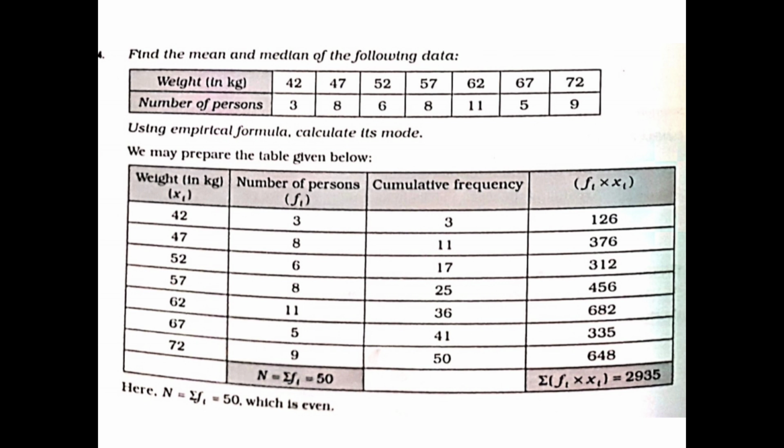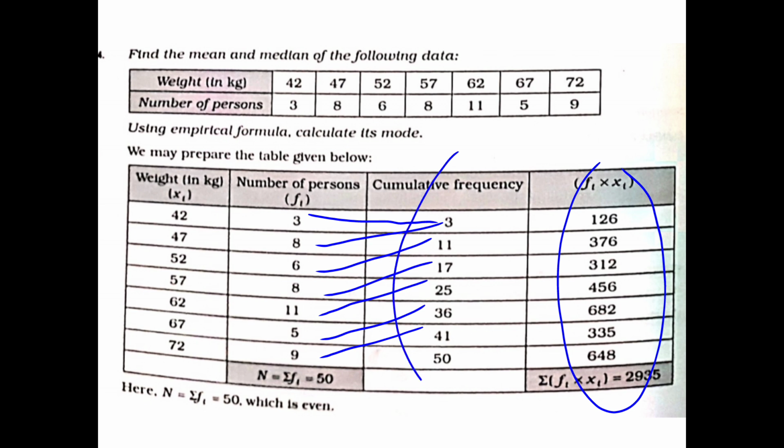We already know how to find cumulative frequency. First we write 3, then add successively: 3 plus 8 is 11, 11 plus 6 is 17, 17 plus 8 is 25, 25 plus 11 is 36, 36 plus 5 is 41, 41 plus 9 is 50. This is how we find the cumulative frequency. And this column is xi into fi, used for the mean; the cumulative frequency is used for the median.